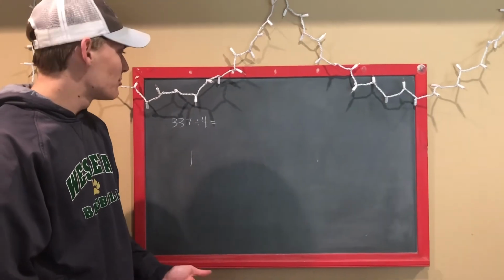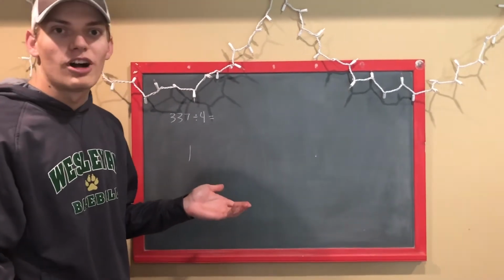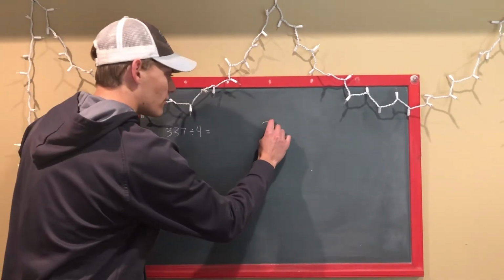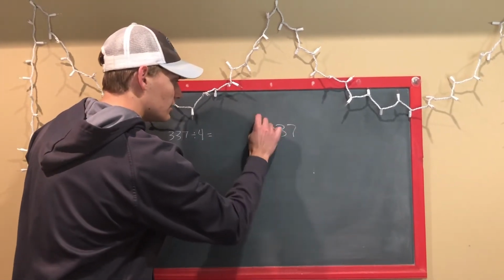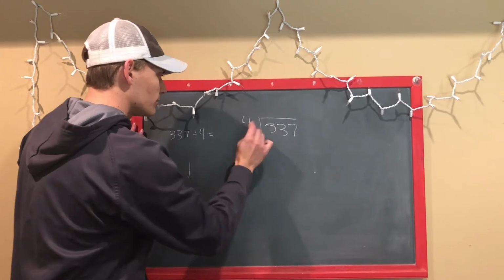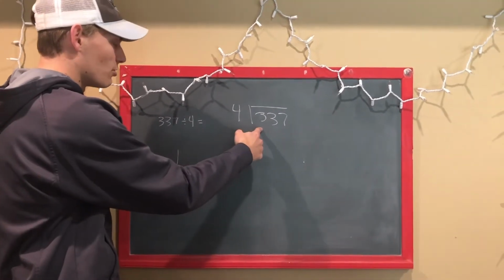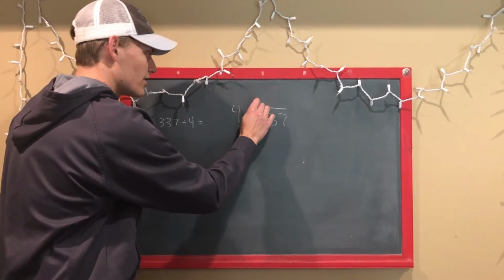So the last example we're going to do is how to do long division and find a decimal. The number I picked is 337 divided by 4. We're going to start out the same way as we have done before. How many times does 4 go into 3? 4 doesn't go into 3, so we put a 0.